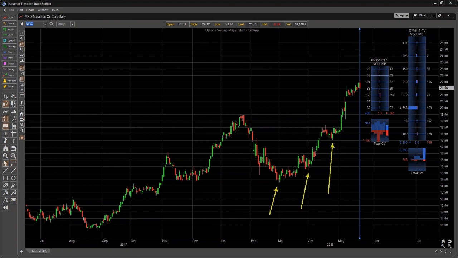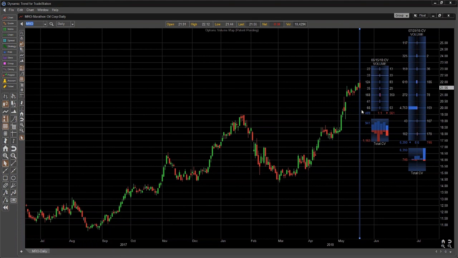Okay, and the question is what could this options volume map have done to help me determine where that low is, and could I have gotten into this particular trade? Now, most of our tools in our software not only tell you what's going on in real time, what's happening right now, but we also give you the ability to look at stuff in the past so that you can do analysis and what-if scenarios.